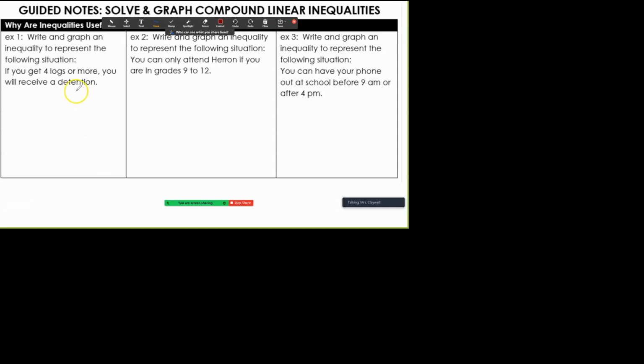So for example, Example 1: write an inequality that represents the following situation. If you get 4 or more logs, you receive a detention. So x has to be greater than or equal to 4. The only constraint is that it's greater than or equal to 4. So if I were to graph this, here's 4. I have anything 4 or above.